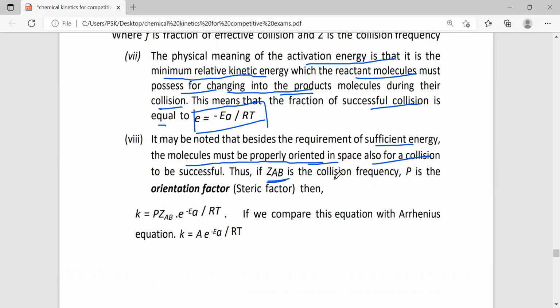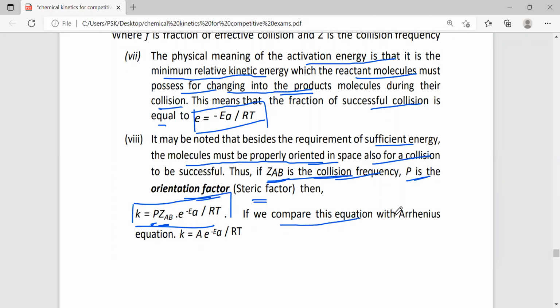Thus, ZAB is called the collision frequency and P is called the orientation factor. This orientation factor is also called the steric factor. Steric factor means space, the arrangement of atoms in space. Therefore, we can write the rate constant k is equal to P ZAB into e to the power minus Ea by RT. P is the orientation factor, ZAB is the collision frequency, and e is called the exponential factor, Ea is activation energy, R is gas constant, T is temperature.